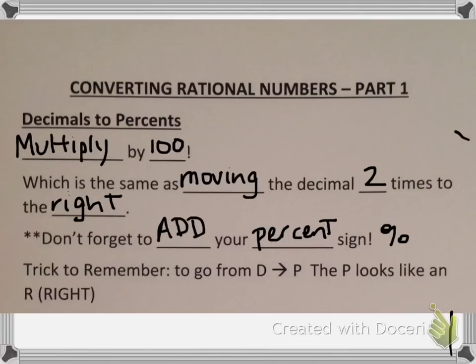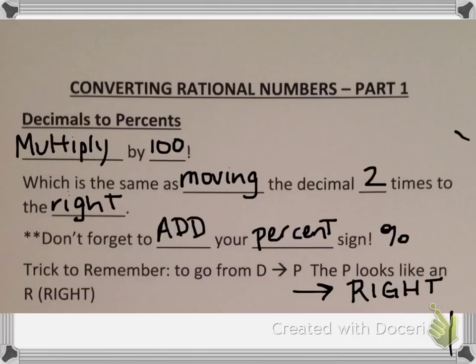Okay, so one trick to remember is that when you're going from a decimal to percent, that P kind of looks like an R. So that's how I remember to go to the right. The P, decimal to percent, can turn into an R, which stands for right. So that's my little trick.